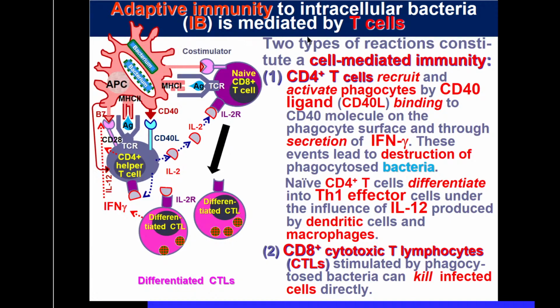Adaptive immunity to intercellular bacteria is mediated by T cells. The most important of these are two types of cells: CD4 positive T cells and CD8 positive cytotoxic T lymphocytes. In this slide, on the upper left, you see an antigen presenting cell. Really, this is a dendritic cell that contains bacterium in the phagosome and bacteria in the cytosol, or cytoplasm. It means this is not only an antigen presenting cell, this is an infected cell additionally.